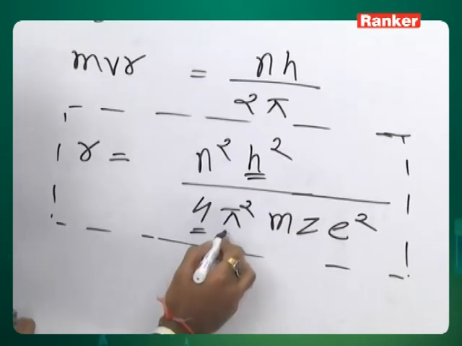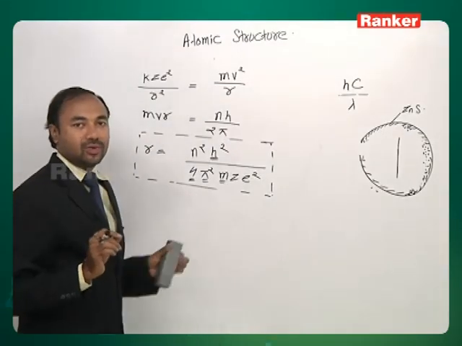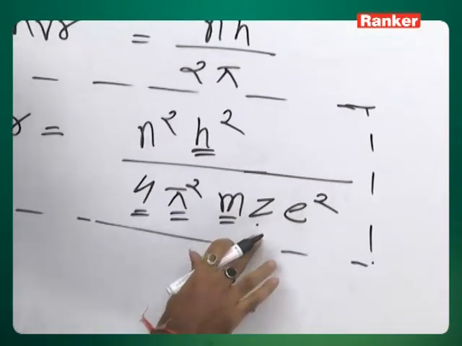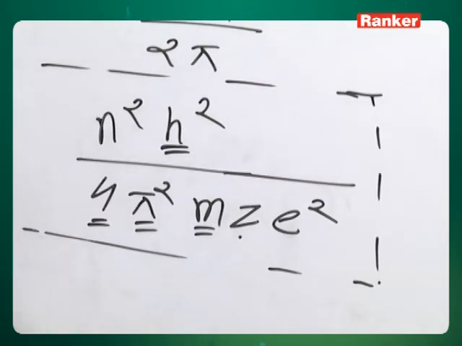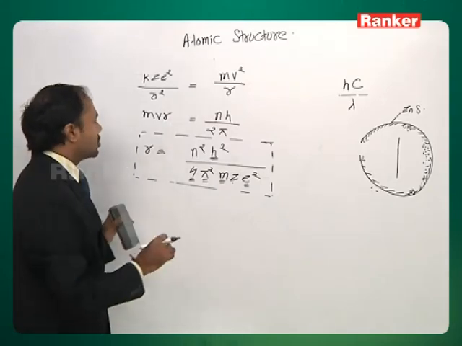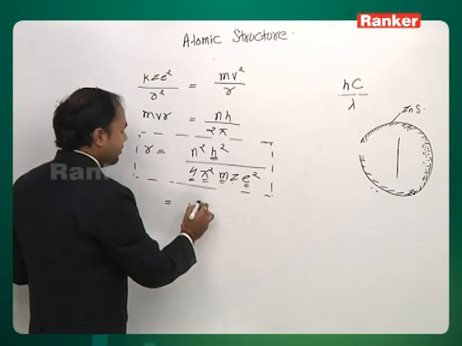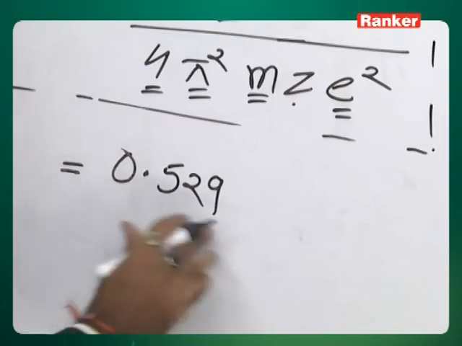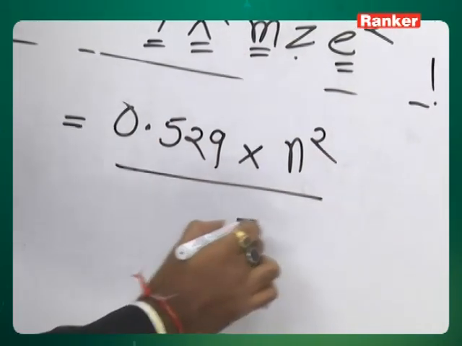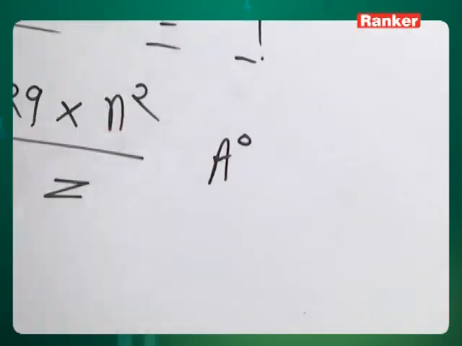This is again a value, pi, again a constant. This is the mass of the electron, which again will be constant, 9.1 into 10 to the power minus 31 kg. This is Z, which is the atomic number of that particular atom for which we are calculating the radius. E here is again the electronic charge. If we substitute the values of all these constants, we get r equal to 0.529 n square upon Z, and this value is in angstroms.